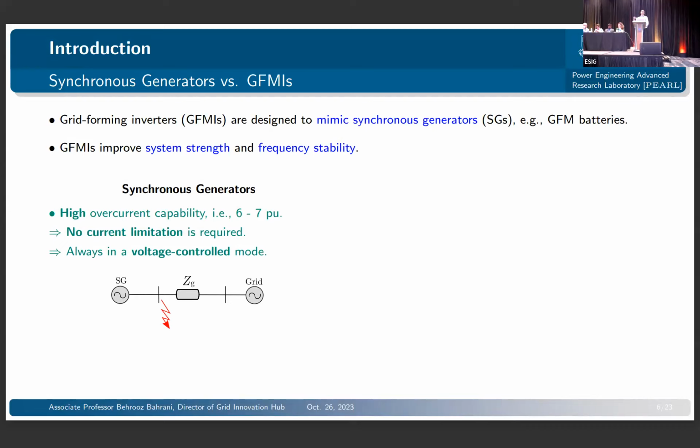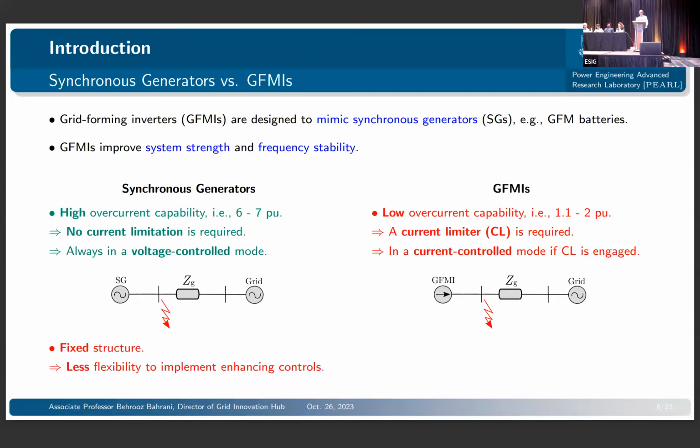But when you look at synchronous generators, they are capable of providing very high fault current. Typically, they can go up to 6-7 per unit, and you typically do not need to limit their current, and they always remain a voltage-controlled asset for you. Well, that's great, but they've got a fixed structure, meaning that you cannot do anything with them. There is no flexibility to implement other controllers on top of what you already have.